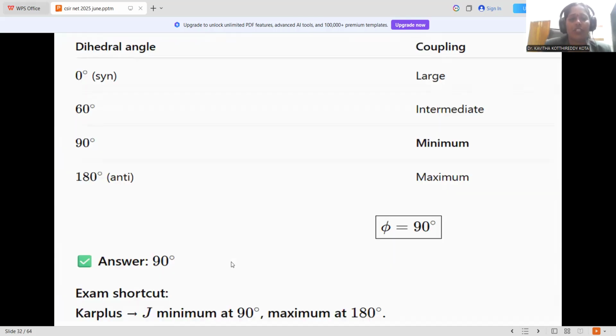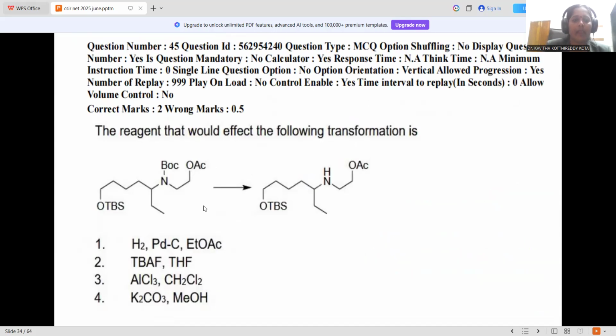Let me move on to question number 45. Again, it is part of organic chemistry. The reagent that would effect the following transformation is, right? I'm taking a longer chain. So here is the nitrogen atom, that is tertiary. On the nitrogen, you can notice Boc. On either side, we have a CH2OAc. And this is the carbon with the long tail of the carbon chain with the OTBS. And here is the side chain once again, that is the ethyl at position number 1. So these many functionalities are located.